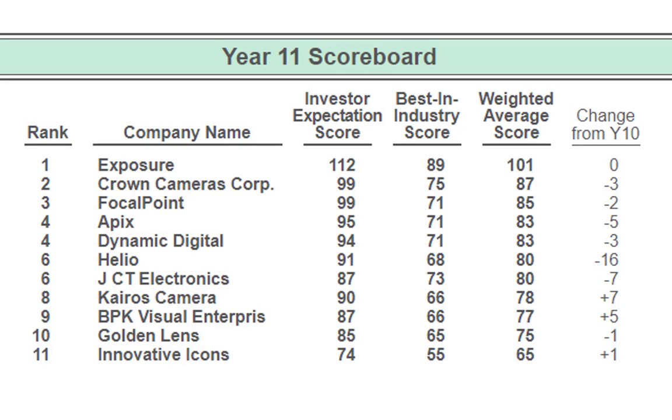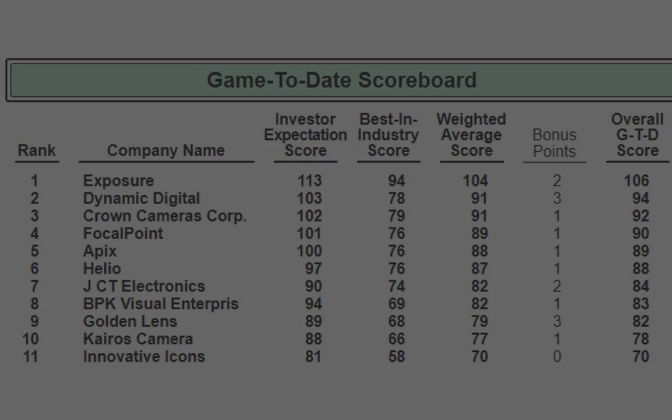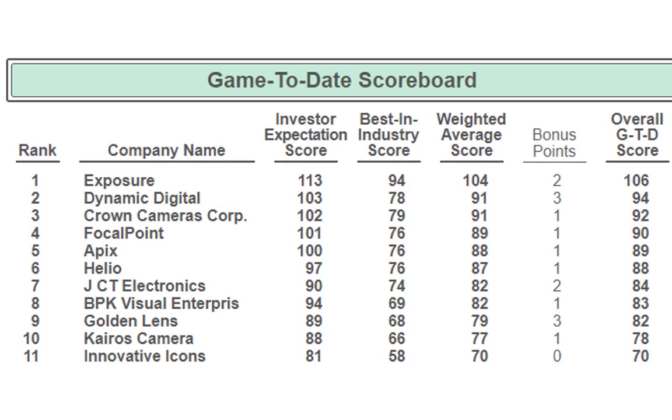Like I've said before, there can only be one number one. So it really becomes about what you're doing. Are you growing? Let's go ahead and look at the game to date with the year 11 scores taken into account. Team E is still on top. They have 106. As you can see, they have a bigger lead compared to D, which is 94.